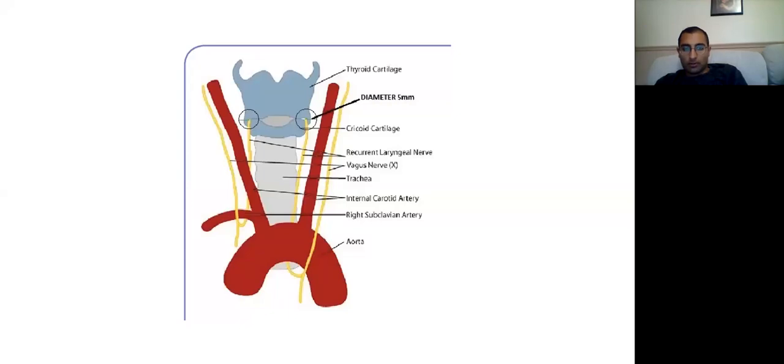So just going over the anatomy of the recurrent laryngeal nerve. On the right side, as you can see, the right side has the brachiocephalic artery, and the recurrent laryngeal nerve loops around the right subclavian artery, whereas if you look on the left side, it loops around the arch of the aorta. And that's the anatomy of the recurrent.